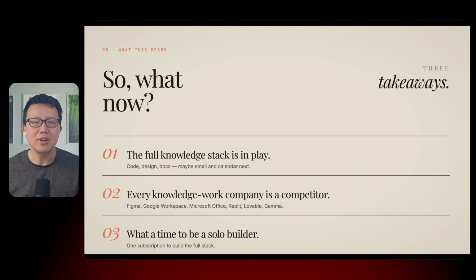Number one, it's pretty clear to me that Anthropic is going after the full knowledge stack. They have Claude Code for coding, Claude Design for design, and Cowork for docs, and more. And Claude, of course, can also read your emails and manage your calendar for you if you let it. So what this means is that any knowledge work company is now a competitor to Anthropic. I'm talking about incumbents like Figma, Google Workspace, and Microsoft Office, along with AI startups like Replit, Lovable, and Gamma.